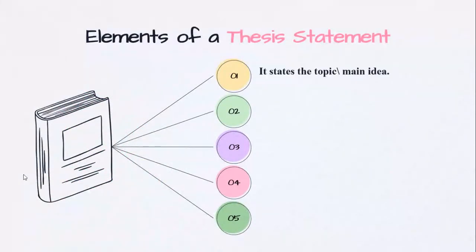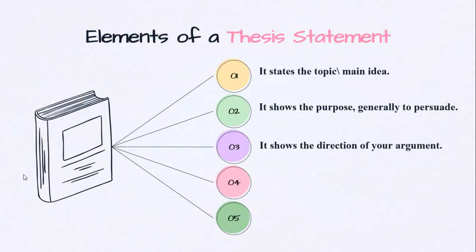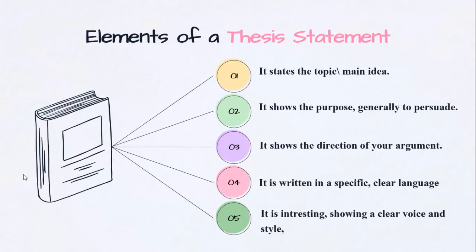Elements of a thesis statement. First, it states the topic, the main idea. It shows the purpose, generally to persuade. It shows the direction of your argument. It is written in specific, clear language. It is interesting, showing a clear voice and style.